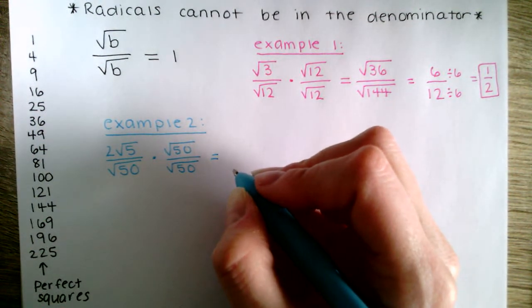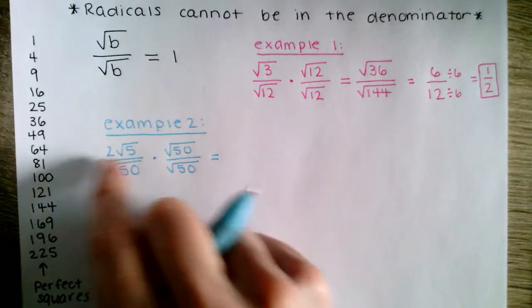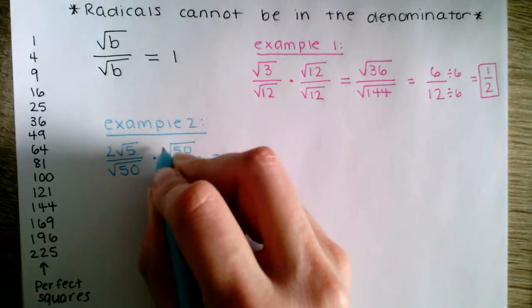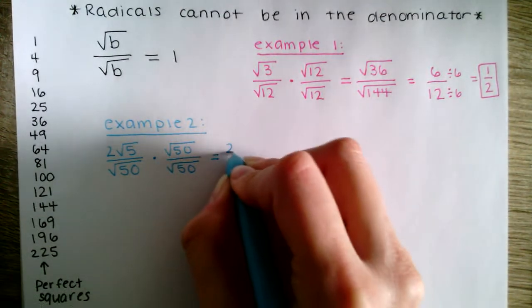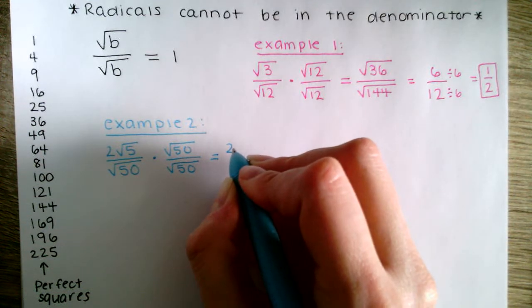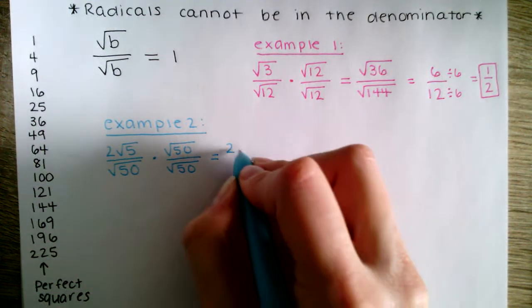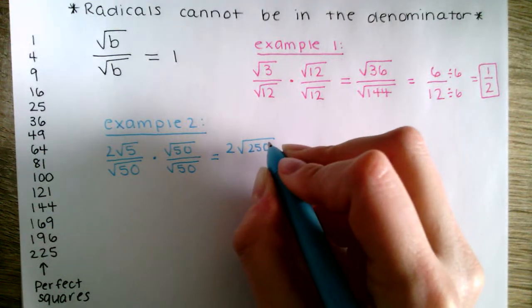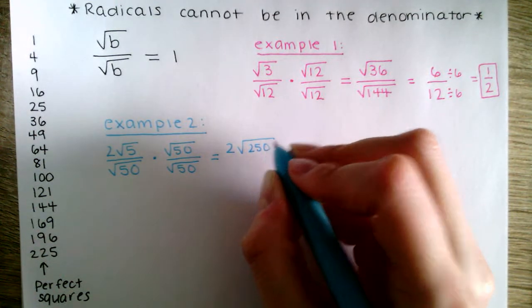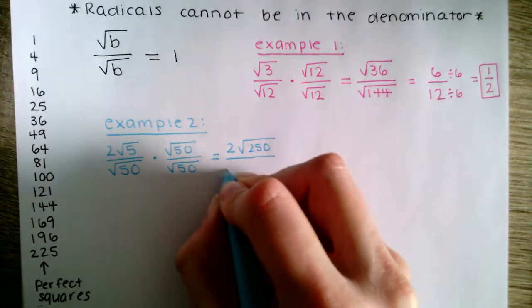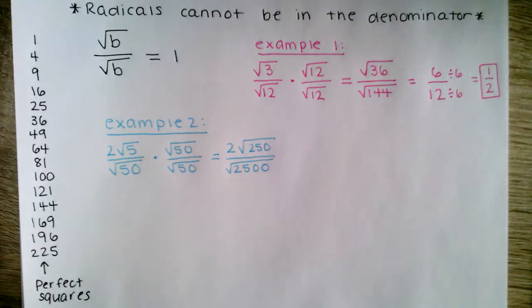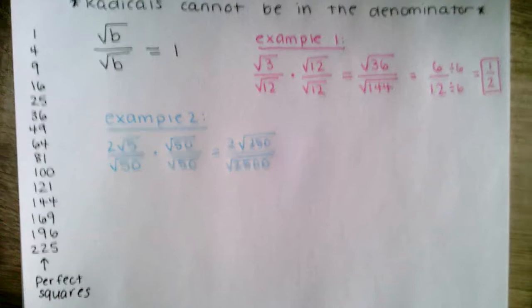So this is going to be equal to 2 times 1 on the outside, which gives us 2. And 5 times 50, underneath the radical, gives us 250. On the bottom, we're doing 50 times 50, which is 2,500. So that is what we have on the bottom part there.